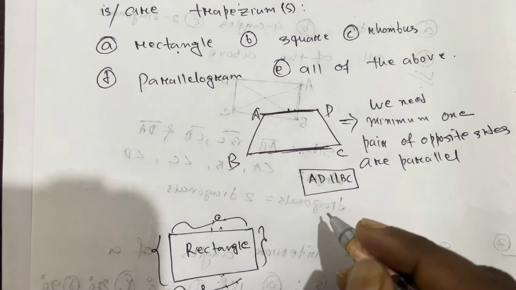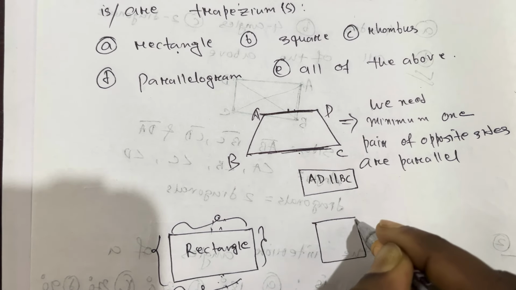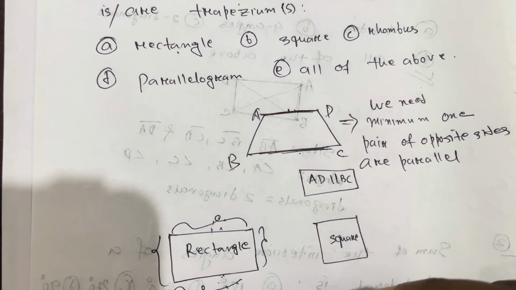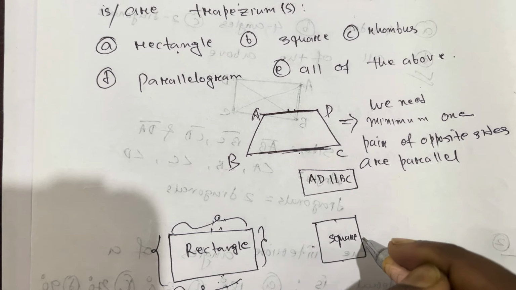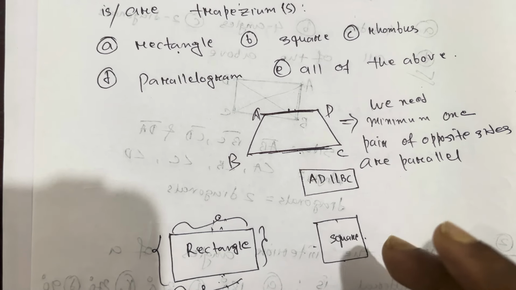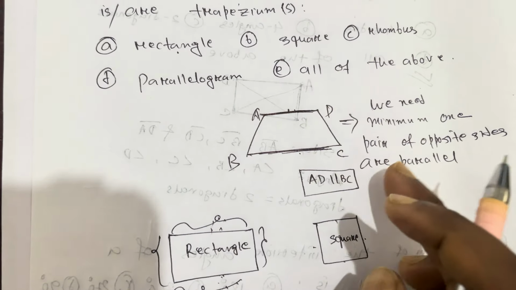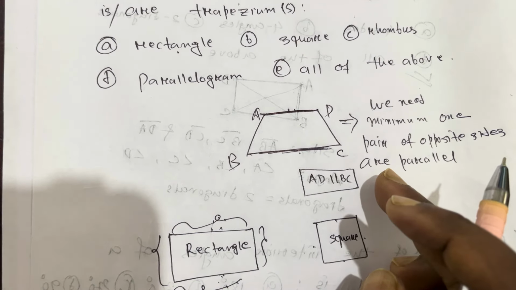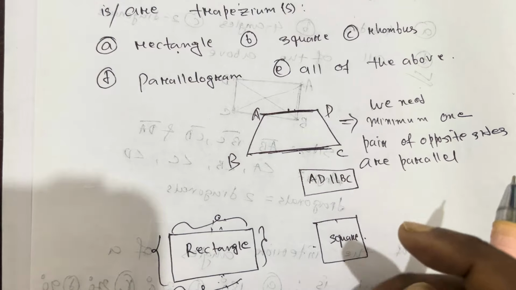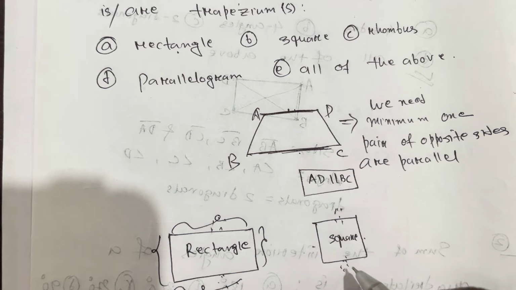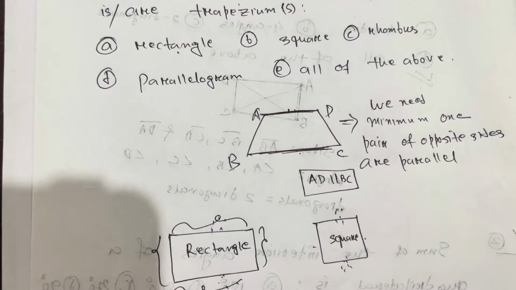So don't be confused. Then what is a square? This is a square. Square means all sides are the same and opposite sides are parallel. These are parallel, and these are also parallel. So a square also has both opposite pairs of sides parallel, which means all squares are trapeziums, because for a trapezium we need an opposite parallel pair. Here also you need a minimum of one opposite pair of sides parallel, so all squares are also trapeziums.